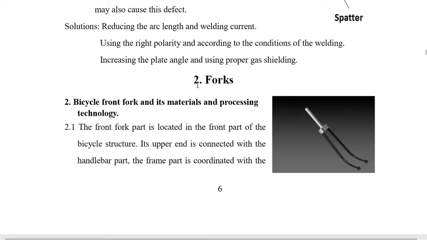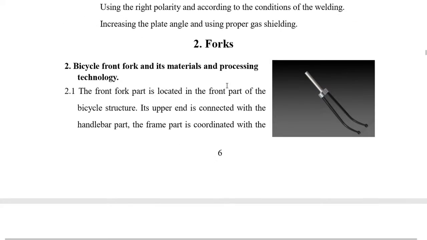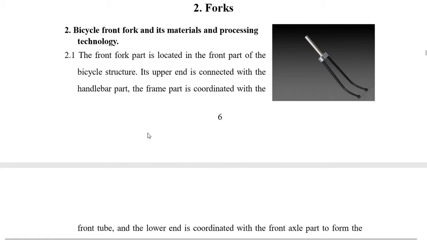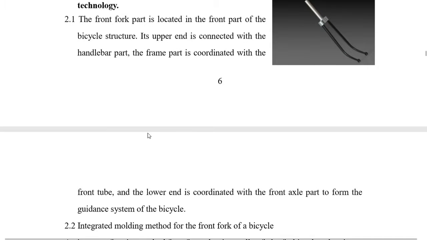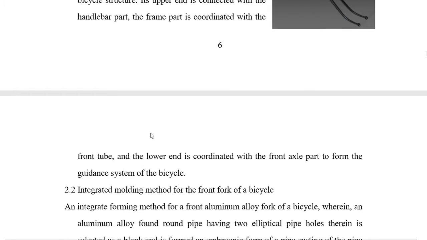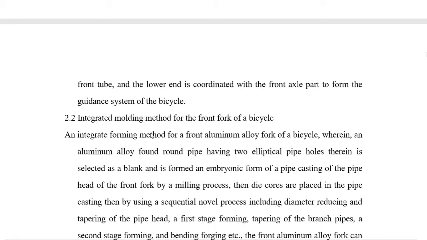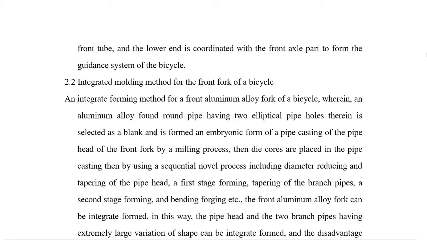Next, the forks. The front fork is located at the front part of the bicycle structure. Its upper end is connected with the handlebar part. The frame part is coordinated with the front tube, and the lower end is connected with the front axle part, forming the guidance system of the bicycle.